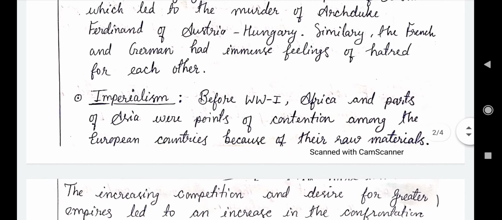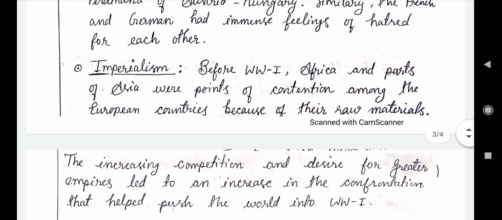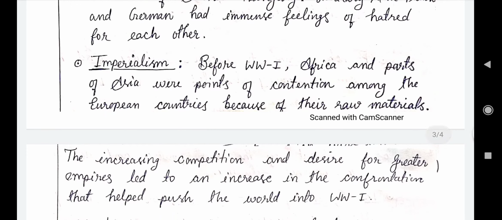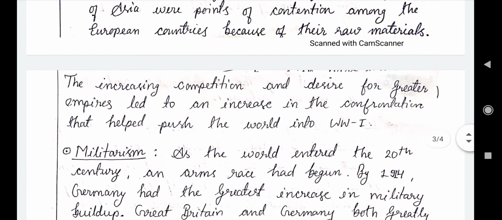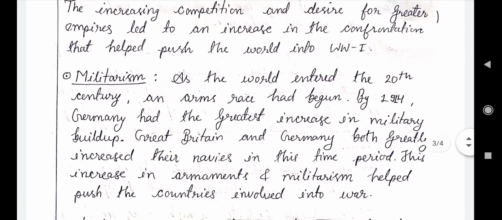Another reason is imperialism. Before World War I, Africa and parts of Asia were points of contention among the European countries because of their raw materials. The increasing competition and desire for greater empires led to an increase in the confrontation that helped push the world into World War I. Another cause is militarism.